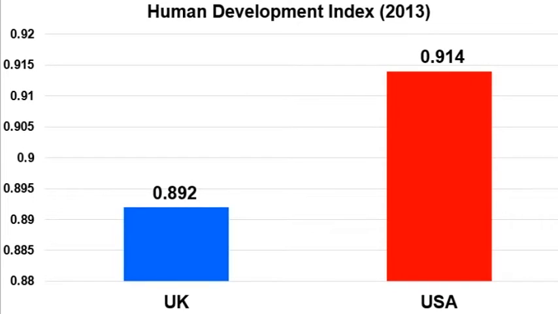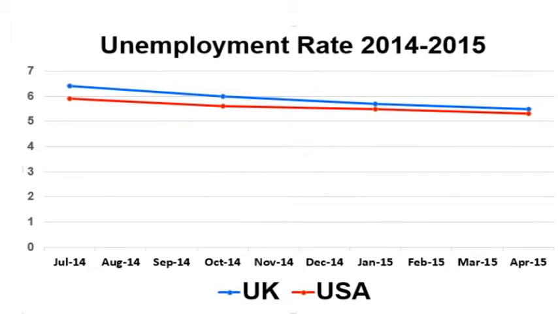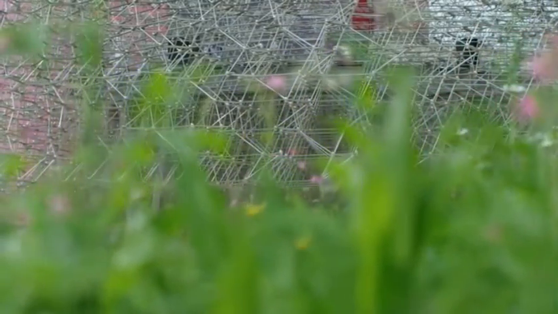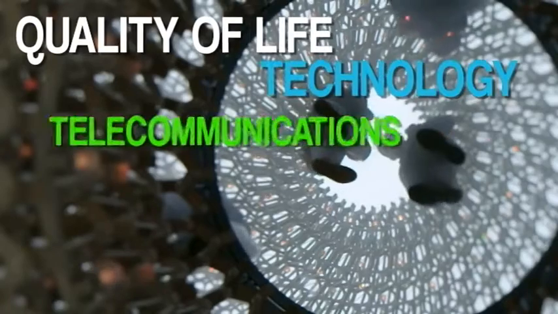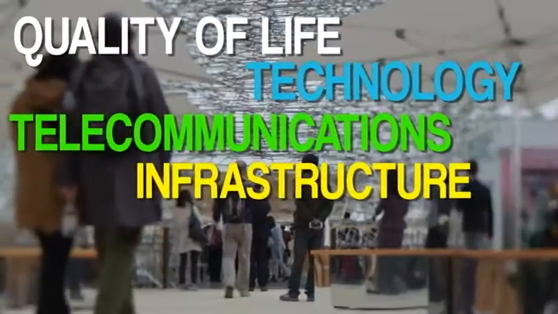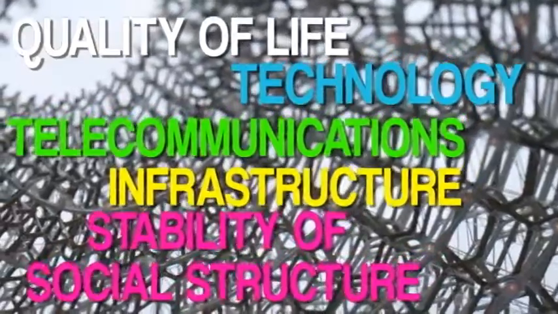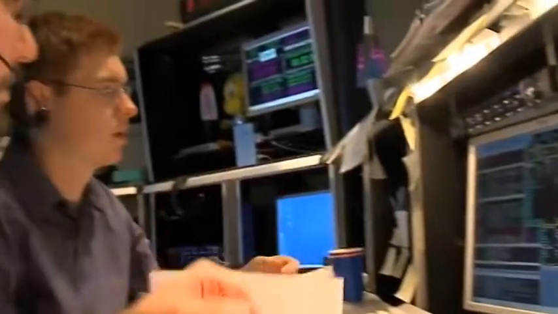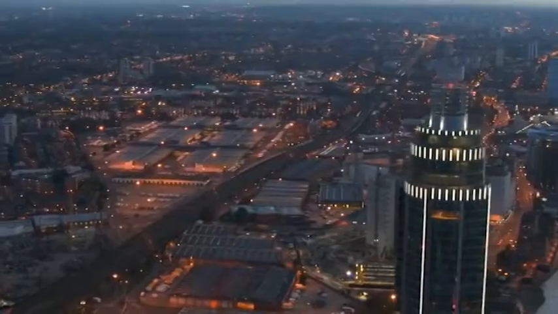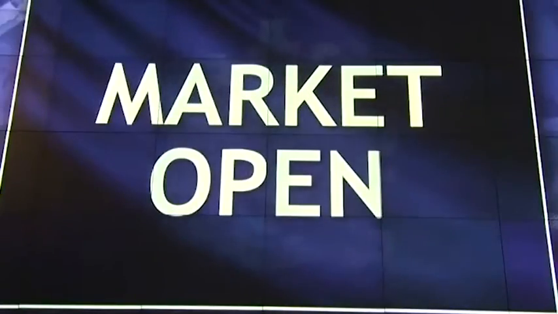On the Human Development Index, the UK scores 14th, while the US is the 5th, and the difference in unemployment rate between the two countries is insignificant at 0.2%. What attracts countries to invest in the UK is its quality of life, technology and telecommunications, infrastructure, and stability of social structure. Other differentiators are financing, taxation, support for key industries, and access to highly qualified workforce. When all of these factors come together, as they did in 2013, the UK is able to attract the leading share of investments from major markets.